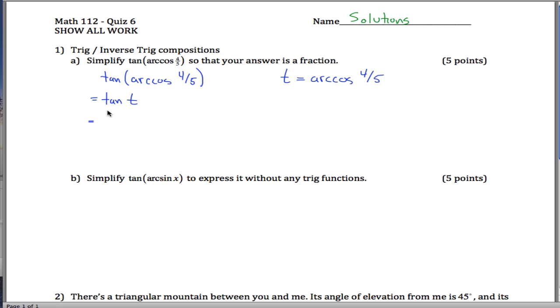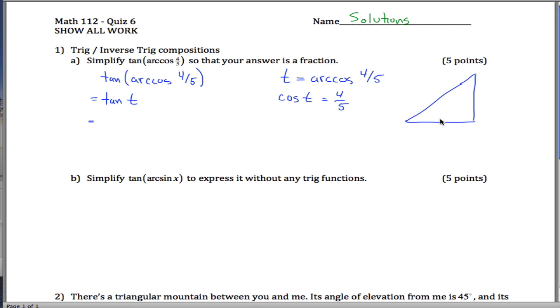Okay, that might seem strange. How is that any easier? Well, we can use this information that we have over here. If t is equal to the arc cosine of 4/5, then what that tells you is that the cosine of t is equal to 4/5.